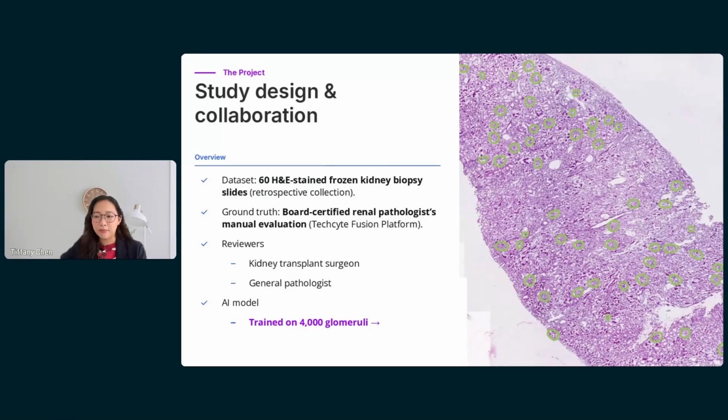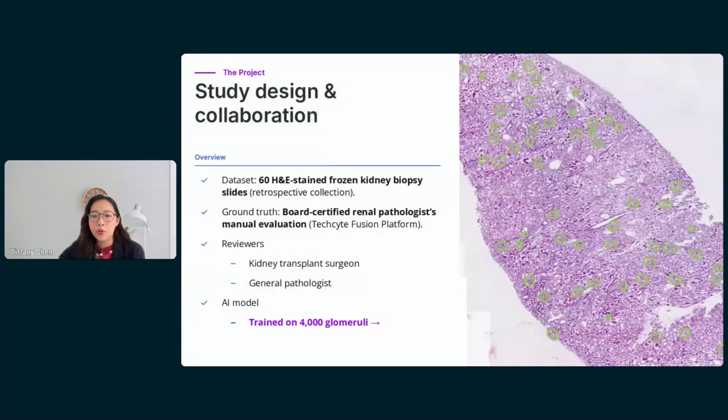This setup is intentional because we really wanted to simulate a real life scenario where specialists of varying levels of pathology expertise may be needed or on call to interpret these kidney biopsies. And we wanted to not only evaluate AI performance, but also to assess how much AI could help non-specialist viewers make confident, consistent, and accurate decisions.